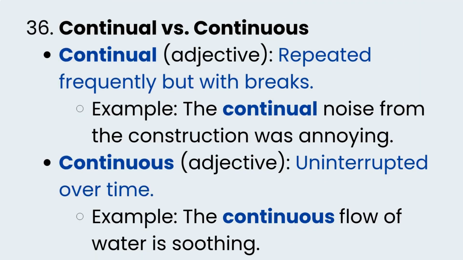36. Continual versus continuous. Continual, adjective, repeated frequently but with breaks. Example: the continual noise from the construction was annoying. Continuous, adjective, uninterrupted over time. Example: the continuous flow of water is soothing.